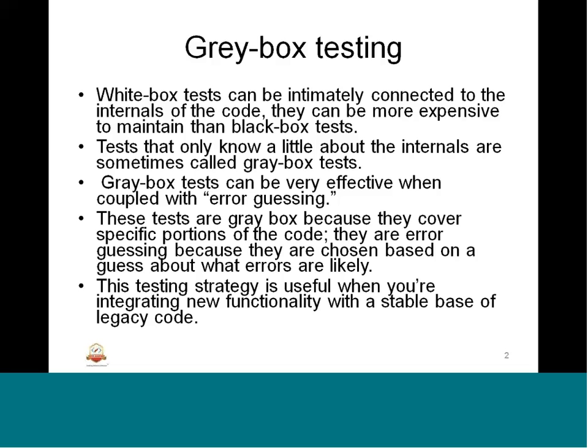So this testing strategy is useful when you are integrating new functionality with a stable base of legacy code. That means we have a base code which is working most of the time and which doesn't have much issues or unknown issues, and a new piece of code or functionality is being added. So what we do is try to understand how the functionality is being implemented with the help of a piece of code, and with the help of a system understanding of the knowledge, we will try to apply new test cases. This kind of new test case mechanism is called gray box testing.